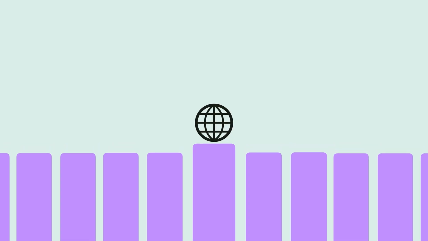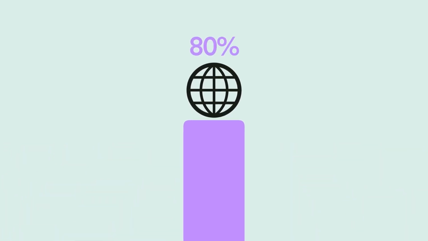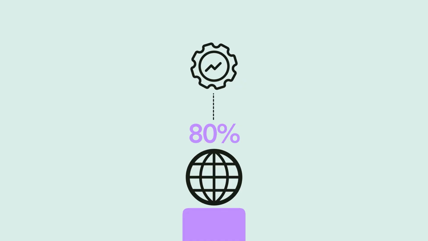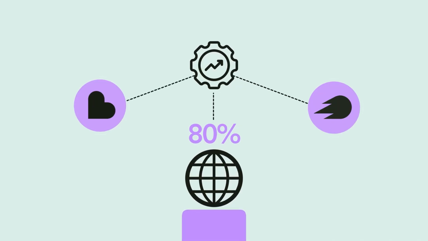Hundreds of thousands of new websites are built every single day, but a fraction of them are actually built to rank in Google and appear in AI answers. In this video, I'll show you how to get ahead of 80% of those websites by building one that's optimized from the start with the help of Lovable and Semrush's MCP.